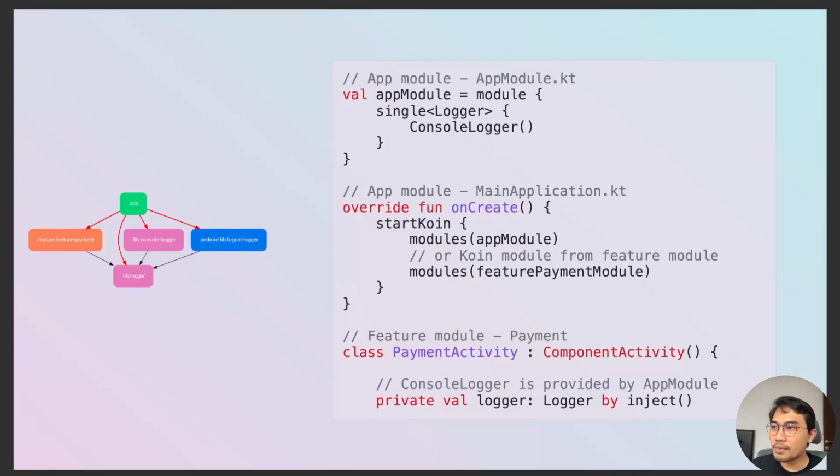If you have a Koin module in the feature module, you can also refer to this in the main application, since again, the app module also has access to the feature module. And lastly, the consumer, the payment activity, will receive the instance of logger that is provided by the app module.